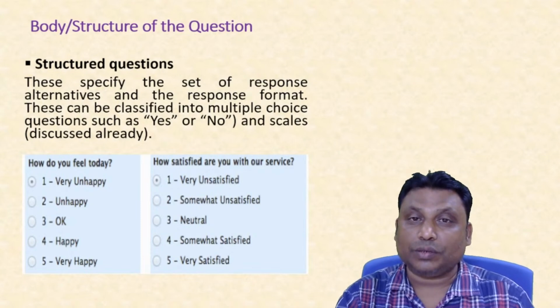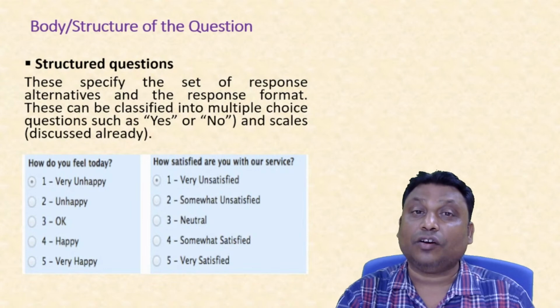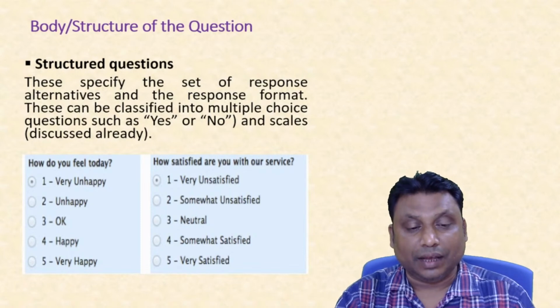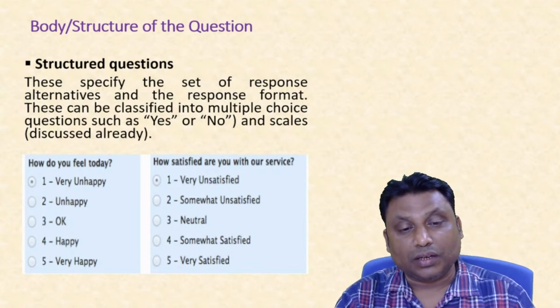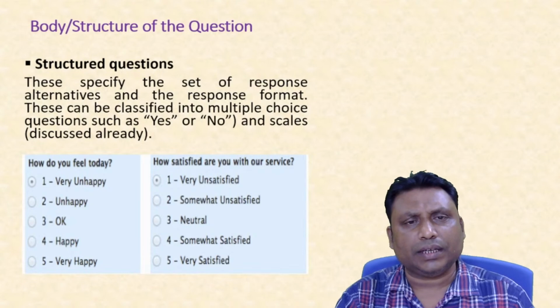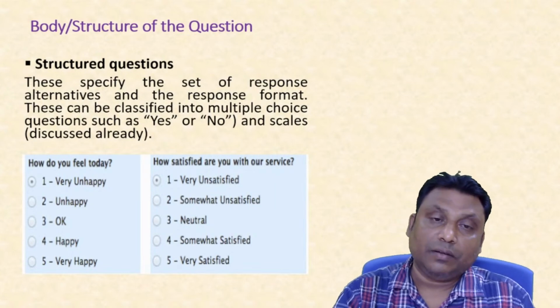So where do we find these options? From the respondents. Before you prepare a good or structured questionnaire, first collect the answers to your question from the respondents. As per my choice, I can find very unsatisfied, somewhat unsatisfied, neutral, somewhat satisfied, and very satisfied. You can change it, not a problem, as per the answers of the respondents. So the first one is very unsatisfied, second is somewhat unsatisfied, third is neutral, fourth is somewhat satisfied, and fifth is very satisfied.